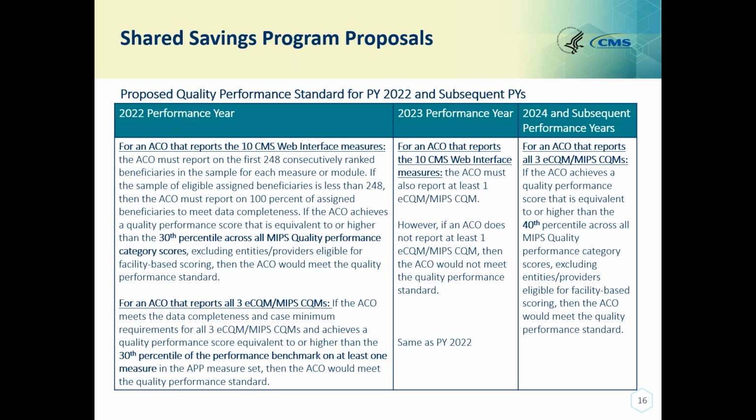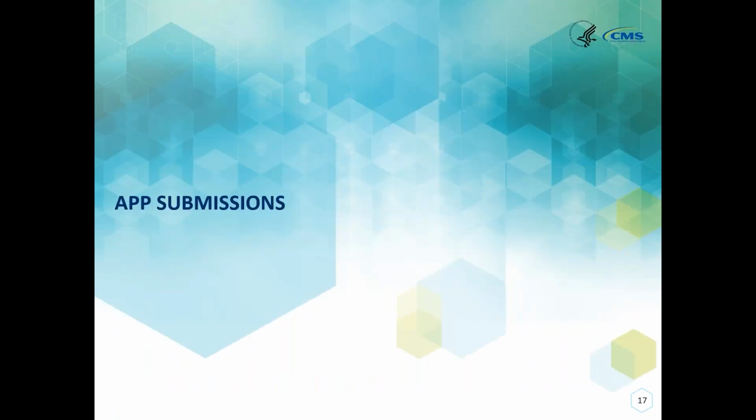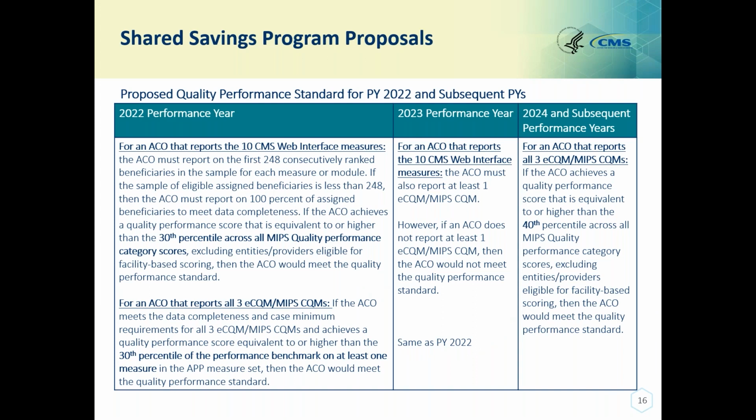across all MIPS quality performance category scores, or if the ACO chooses to report the 3 ECQMs, MIPS CQMs, and meets the data completeness and case minimum requirements for all 3 measures, and achieves a quality performance score equivalent to or higher than the 30th percentile of the performance benchmark on at least one measure in the APP measure set, then the ACO would also meet the quality performance standard in 2022.